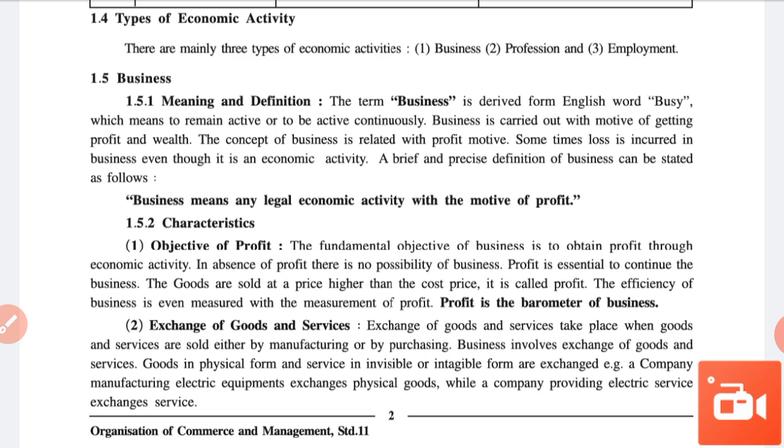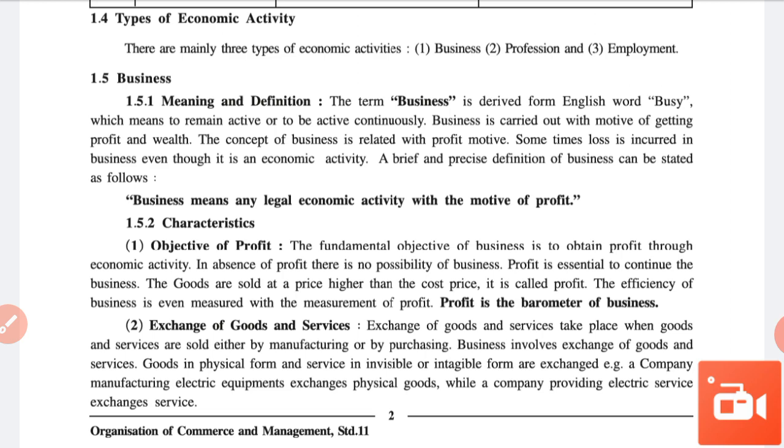which means to remain active or to be active continuously. That means business is an activity which means to remain active continuously. This word is derived from the English word busy. Business is carried out with the motive of getting profit and wealth. What is the objective of business? Getting profit and wealth. Please underline this point.